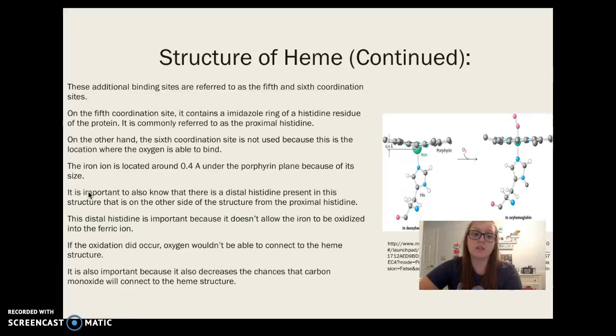It is important to know that there is a distal histidine present in the structure that is on the other side of the proximal histidine. The distal histidine is important because it does not allow the iron to be oxidized into ferric ion. If the oxidation did occur, oxygen would not be able to connect to the heme structure. It is also important because it decreases the chances of carbon monoxide connecting to the heme structure.